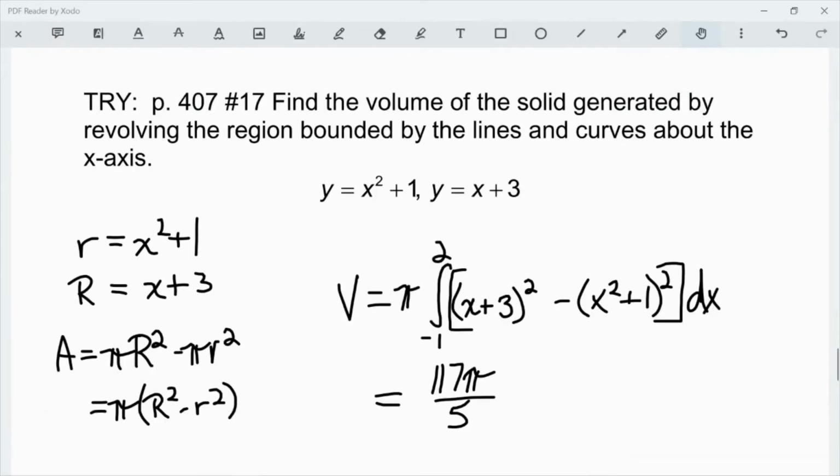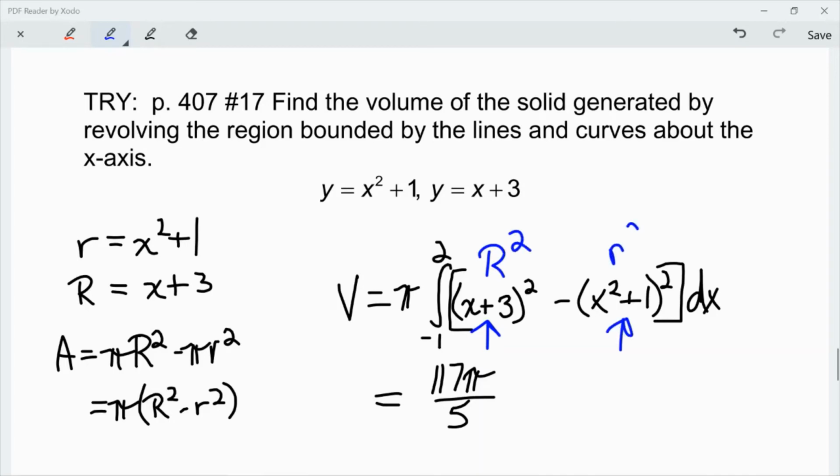Now, when you solve this out, remember, this is the outside radius squared. So this is my uppercase R squared, and this is my lowercase r squared. I remember I'm doing the outside circle minus the inside circle. So always think about what's actually happening when you set these up.